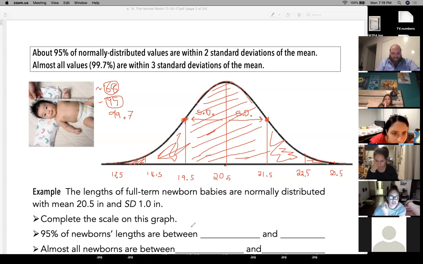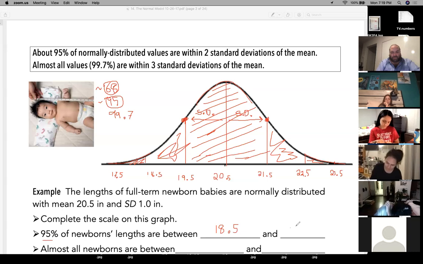19.5 and 21.5. What numbers did you say? 19.5 and 21.5. So you went 1 left and 1 right, but that's not 95%. Oh, just kidding. Look at joke. 18.5 and 22.5. Yes, 18.5 inches and 22.5 inches.